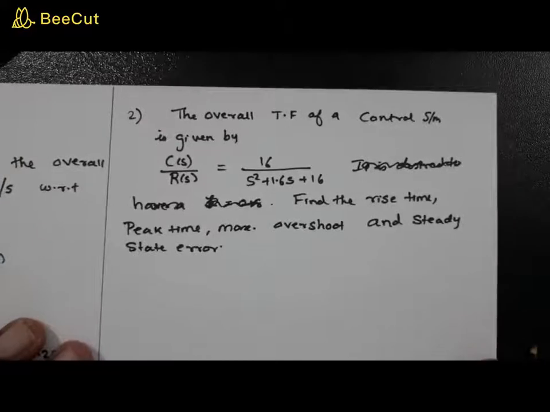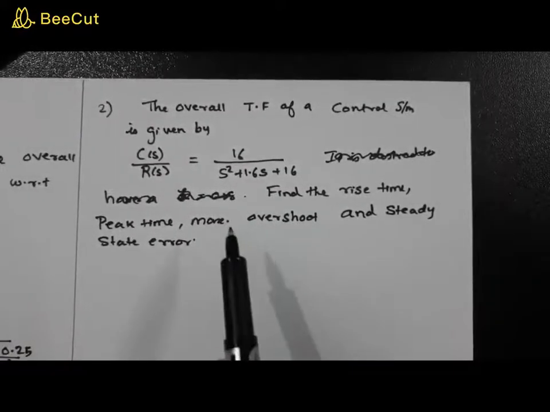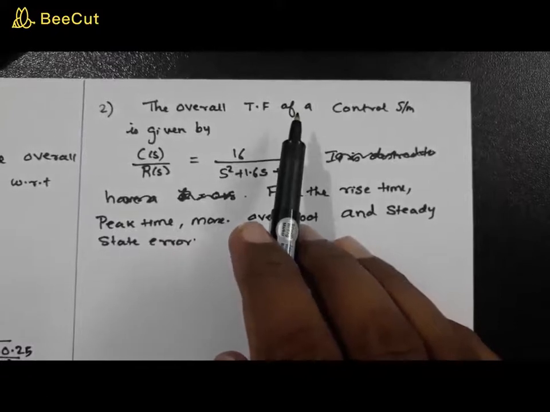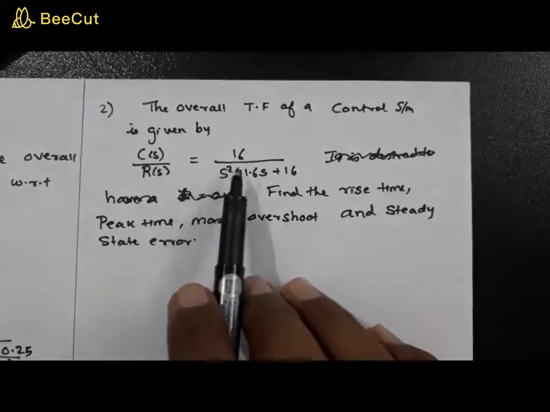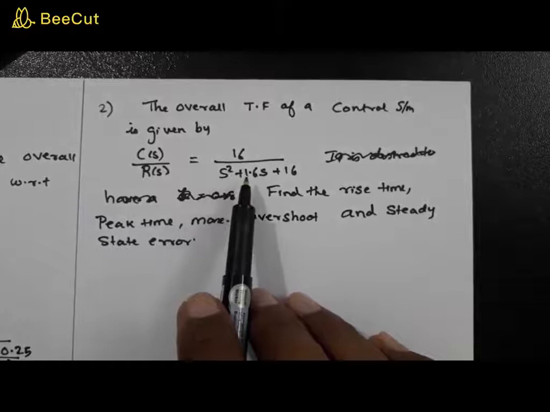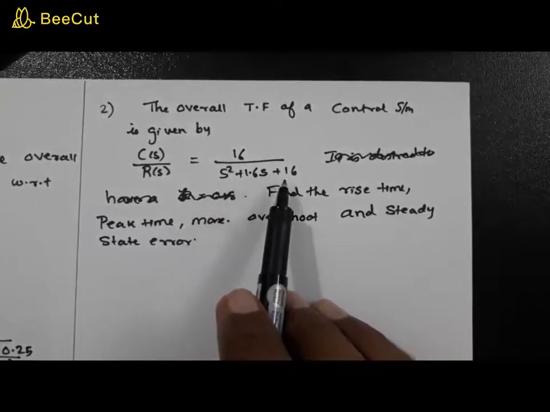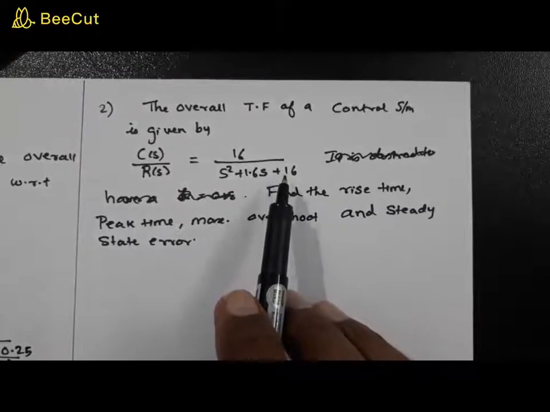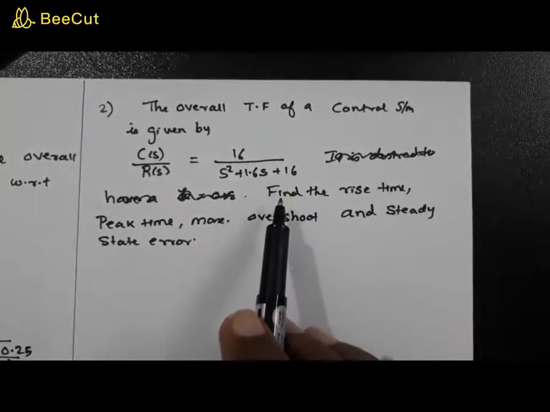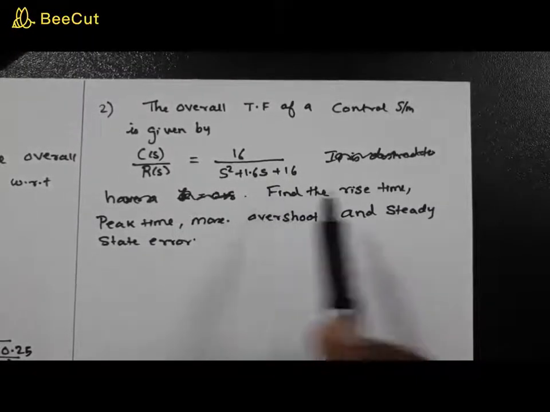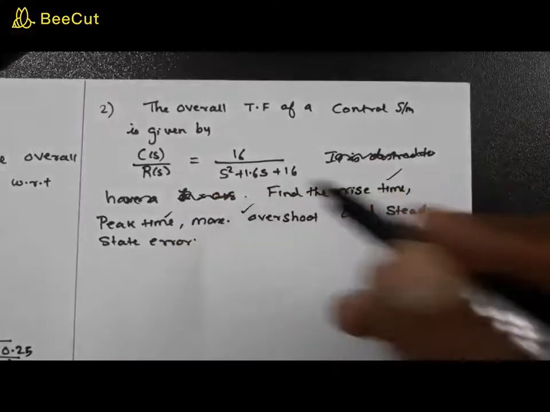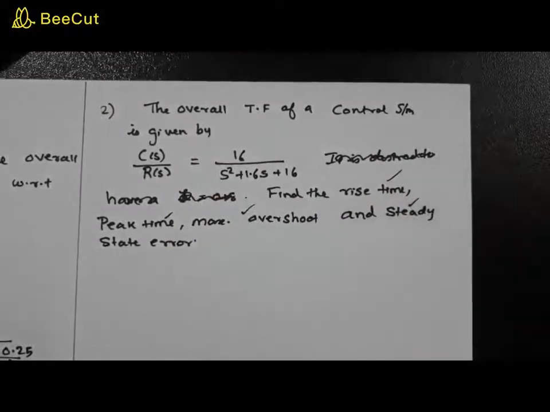Now another question. Second question: you are given the overall transfer function of a control system, which is 16 divided by s square plus 1.6s plus 16, right? Now you are asked to find the rise time, peak time, maximum overshoot, and steady state error.